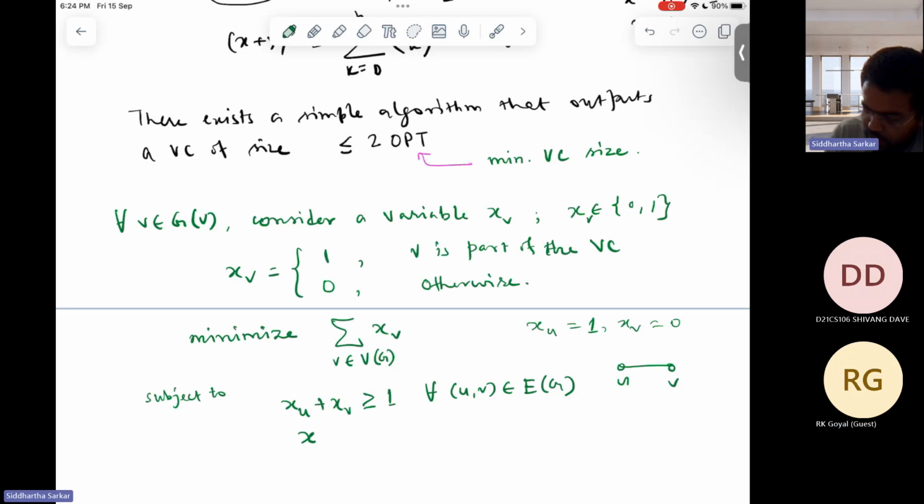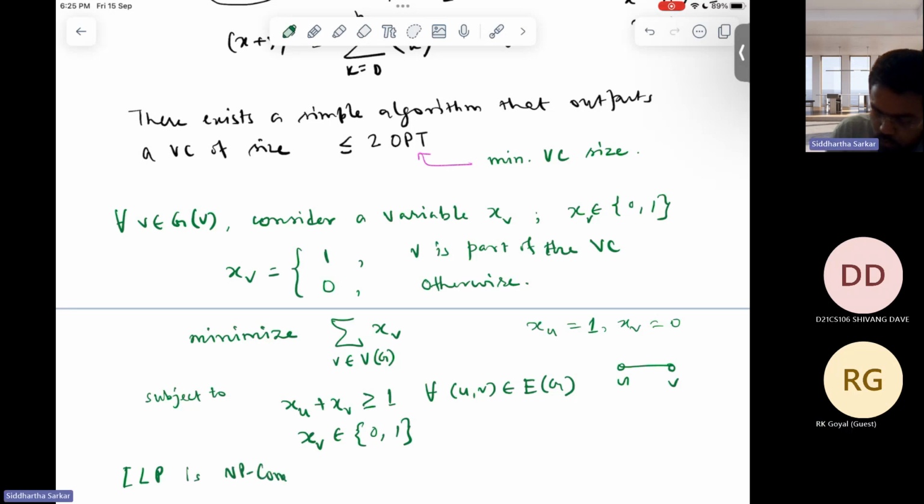And additionally, every vertex has a corresponding variable. So every variable is either 0 or 1. So every variable is binary. Okay. So this is the linear programming formulation. But unfortunately, because this is an integer linear program and integer linear programs are known to be NP complete, we cannot solve this in polynomial time.